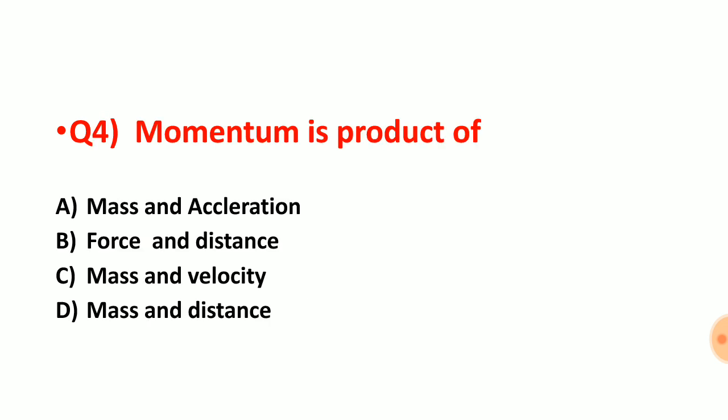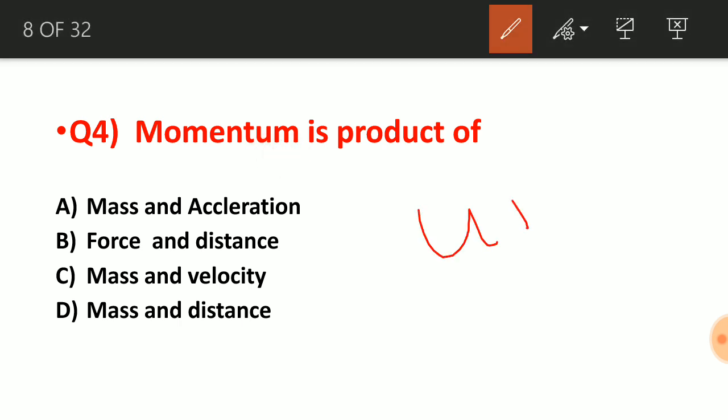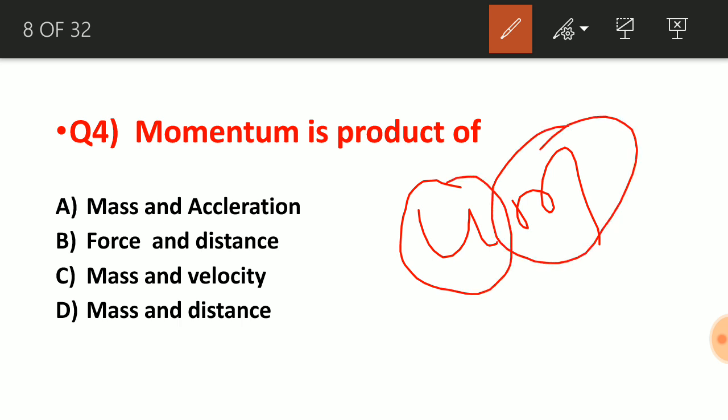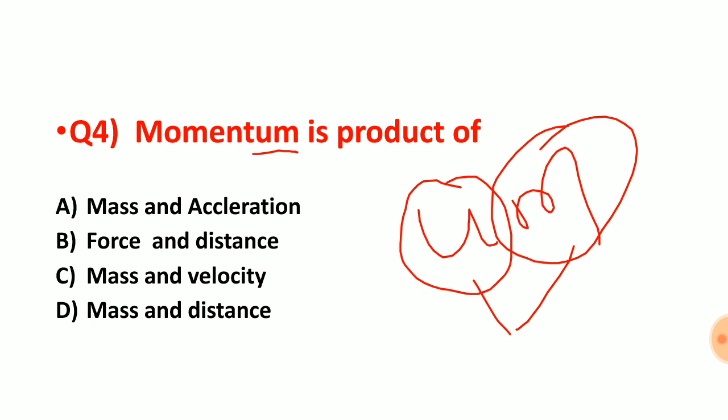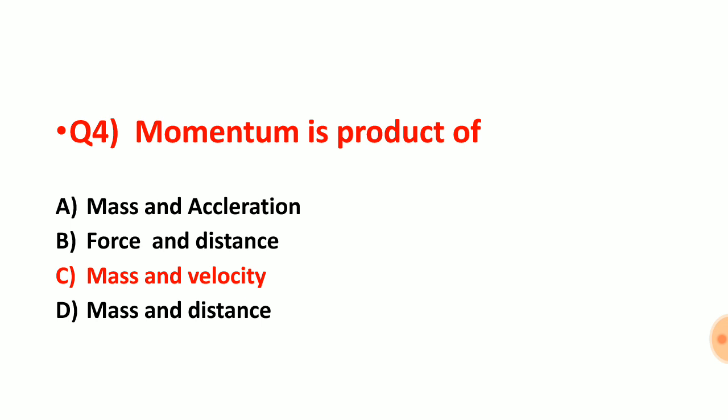Now let us see question number 4. Momentum is the product of. In this question, if we see the spelling of momentum, the last two letters are u and m. If you write u and m separately, this u refers to velocity and m refers to mass. So the product of velocity and mass gives momentum. That is in option choice C, mass and velocity. So the correct answer for question number 4 is option choice C, momentum is the product of mass and velocity.